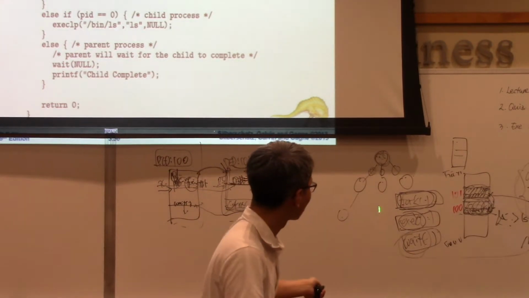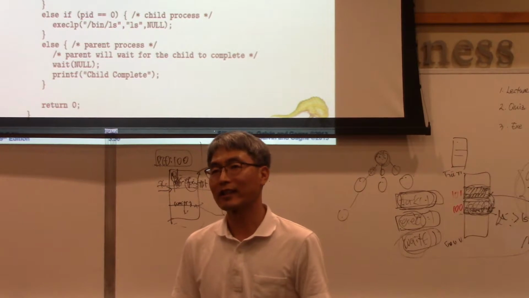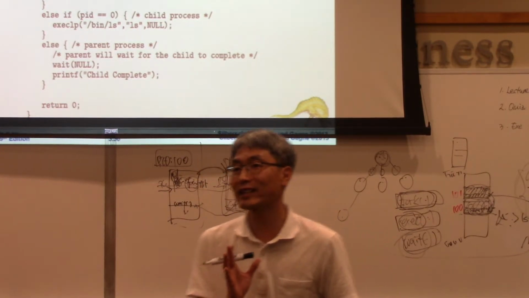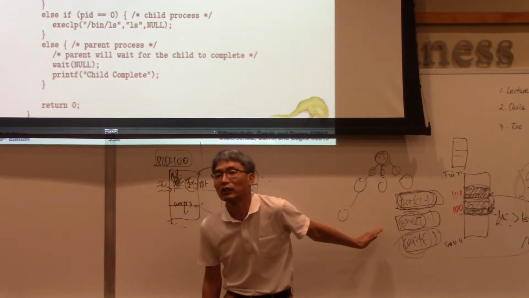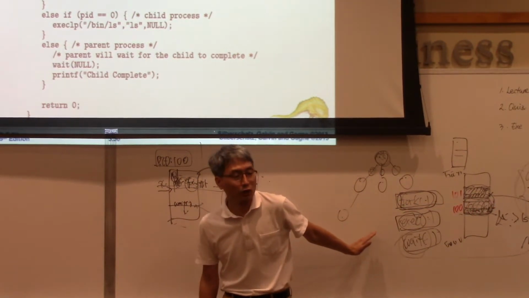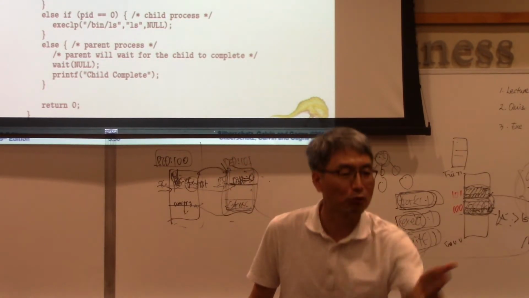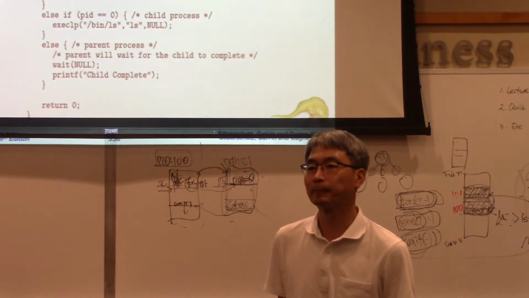Because of such a two-step process creation, as I said, the most important part of creating a process is that you need to have the resource. Like when you move to a new house, first you should have the house. So after the contract, then you can move in, right? That's the two steps. Okay.